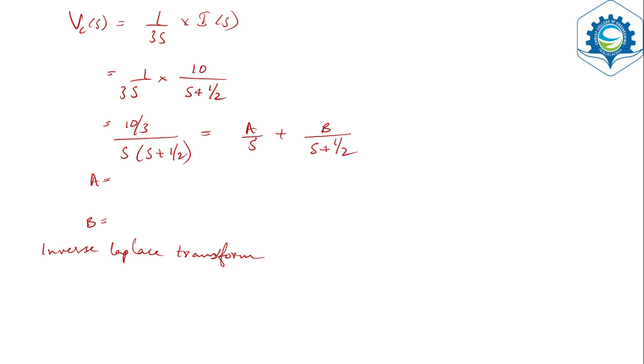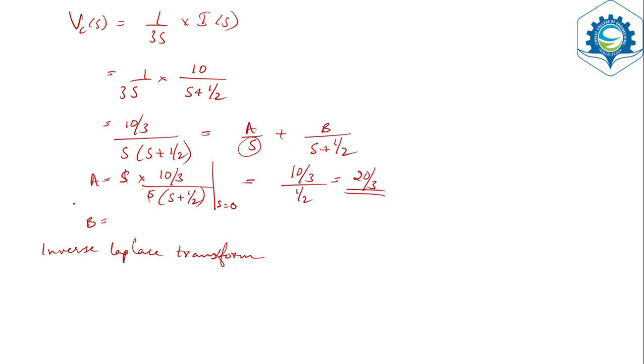You take the denominator of A. Denominator of A is S. You multiply it with the whole original polynomial. Your whole original polynomial is 10 by 3 divided by S into S plus 1 by 2. You do the cancellations at S equal to, what is the denominator of A? It is simply S, so it is S equal to 0. You substitute the value of S equal to 0. So it will be 10 by 3 divided by 1 by 2. You will get it as 20 by 3.